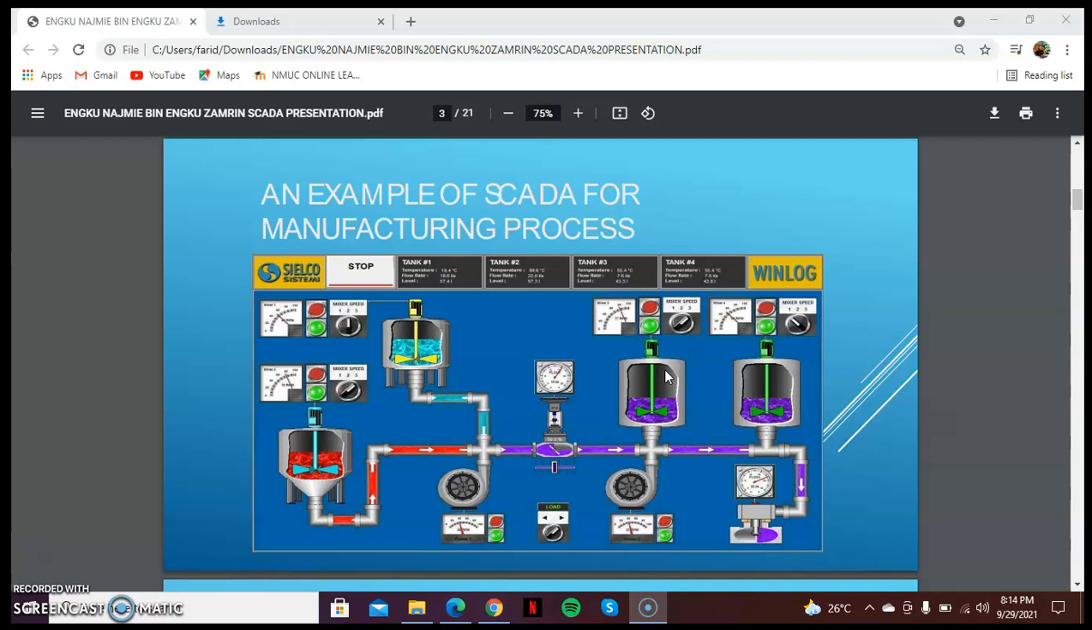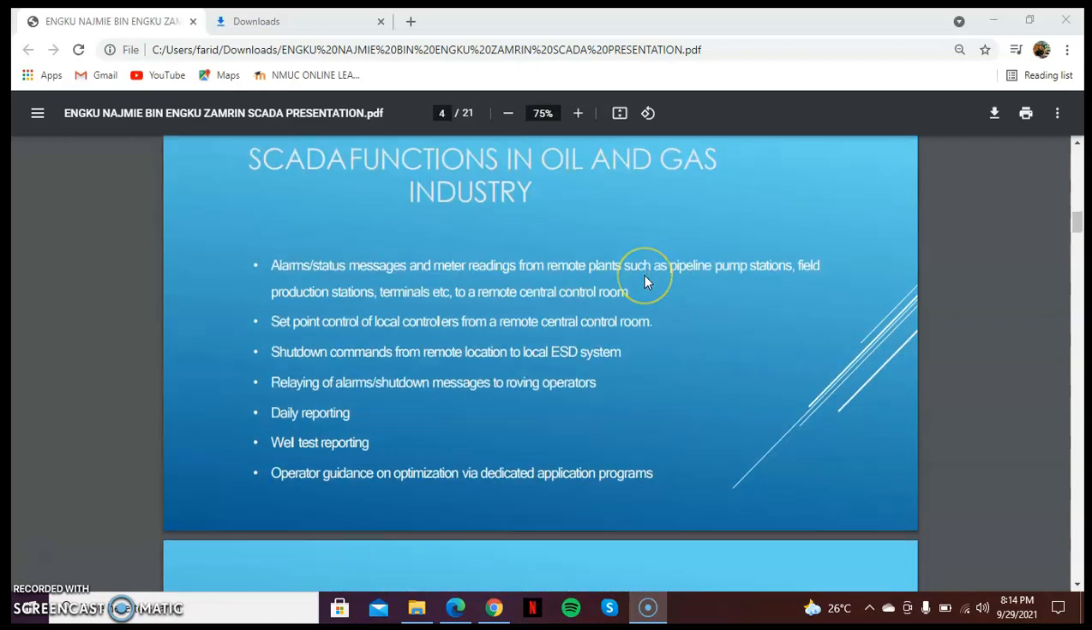the operator control screen. And then level 3 is the production control level, which does not directly control the process but is concerned with monitoring production and targets. And lastly, level 4 is the production scheduling level. So next we go to the SCADA function in the oil and gas industry.